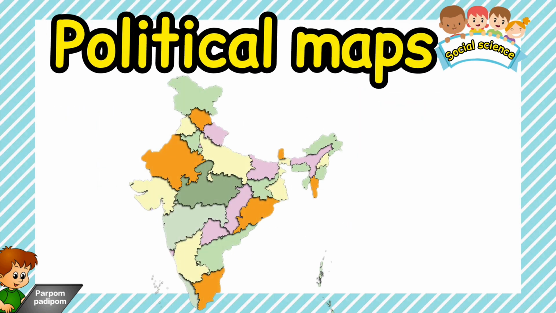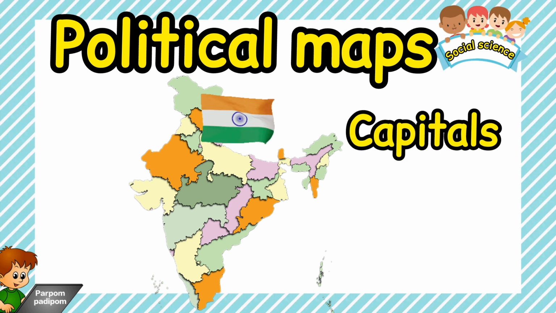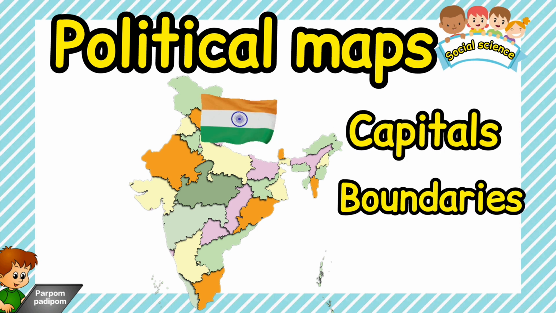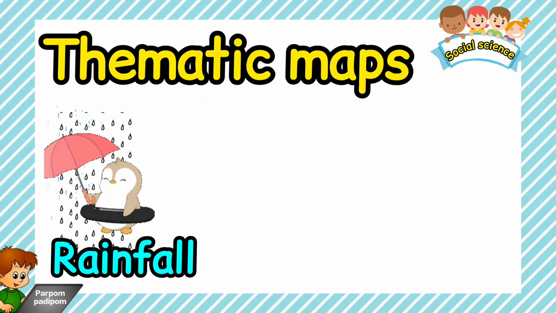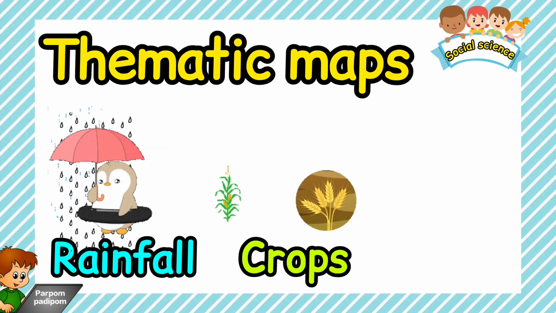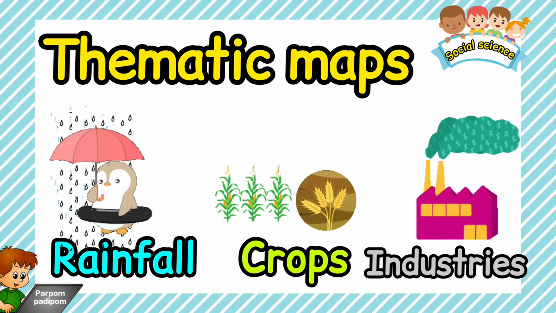Political maps show countries, capital cities including their administrative boundaries, and other important places. Thematic maps tell us about certain themes or topics, such as rainfall, crops, industries, etc. Such maps are known as thematic maps.